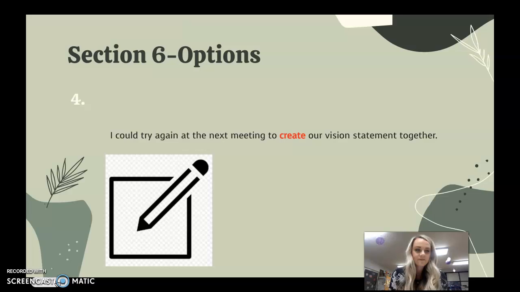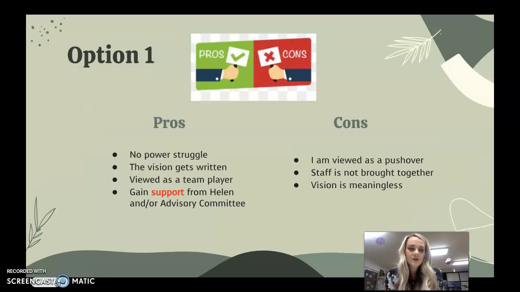So let's talk about the pros and cons for my option number 1. Pros for not saying anything: there's no power struggle, the vision gets written, I'm viewed as a team player because I did what they wanted, and then I would gain support from Helen and the advisory committee. Some cons: I'm viewed as a pushover, staff doesn't really feel like they're brought together, and our vision is somewhat meaningless because I just created it.